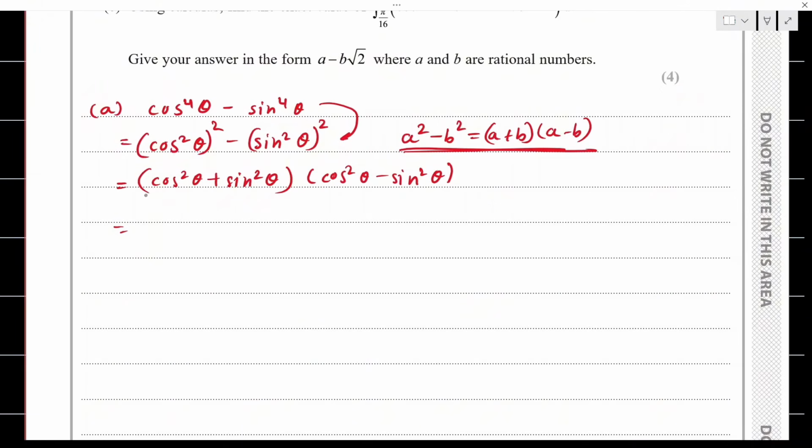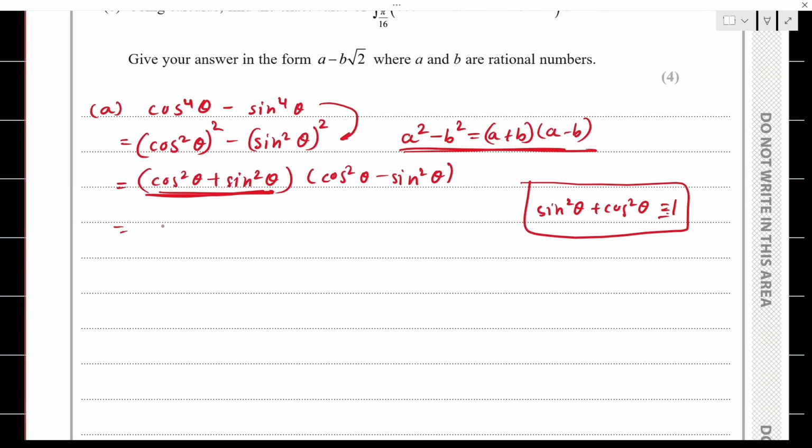Now from here I can see that this expression will be equal to 1. We know the identity that sin square theta plus cos square theta is equal to 1. I can use this identity to simplify this expression. So we know that cos square theta plus sin square theta is 1, so this term will be equal to 1.